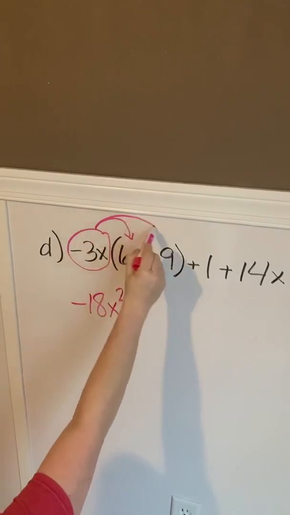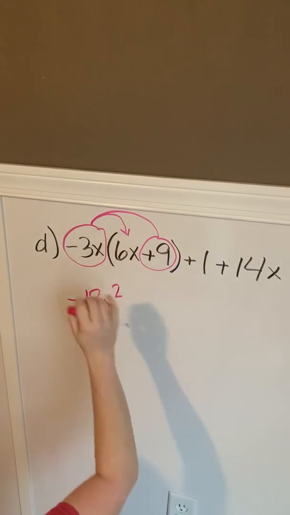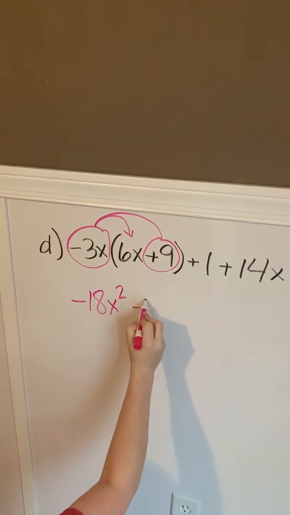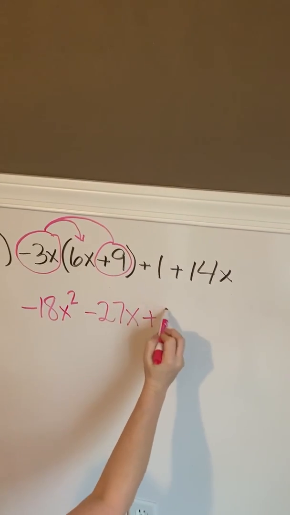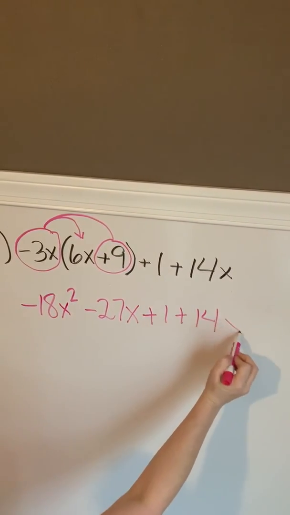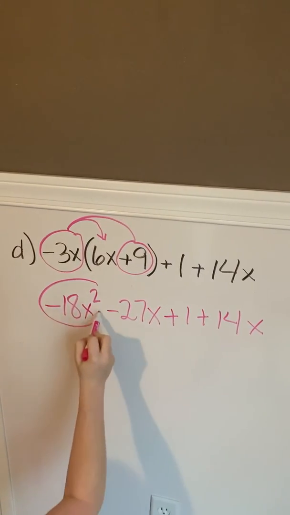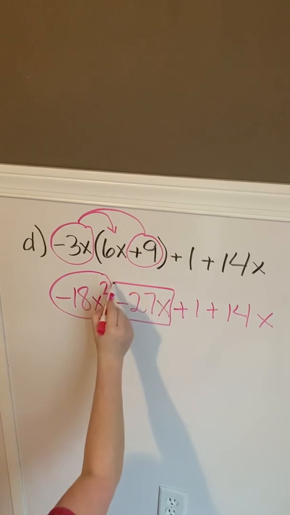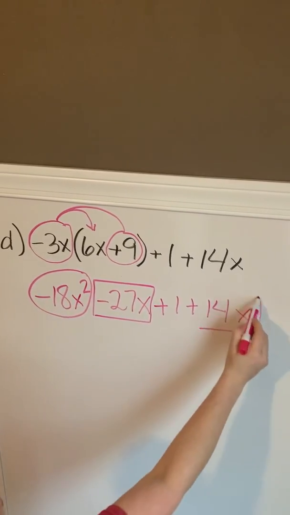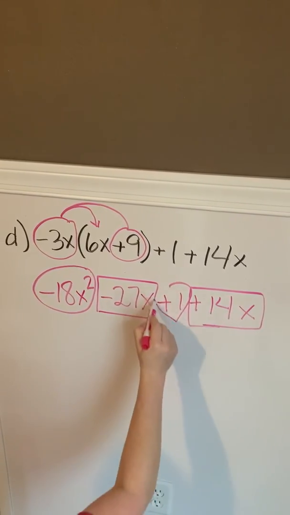And then negative 3x times a positive 9. Negative 3 times 9 is negative 27. And then don't forget your x. These are outside, so we're just going to drop them. All right, so I have a negative 18x squared. No more x squareds. So I'm going to put a square around my x. And then I just have my constant.